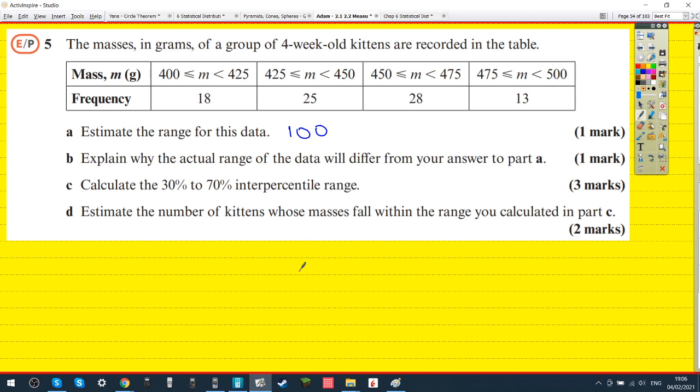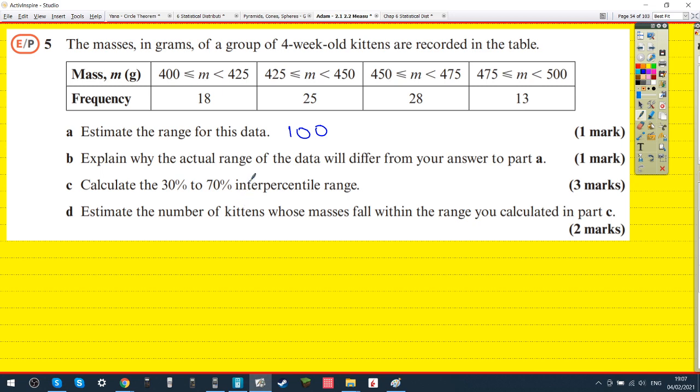Explain why the actual range will differ. Because it says there's 13 between 475 and 500, meaning that it might not always be the highest mass of the kitten might not always be 500 being the maximum. It could be like 487. That could be the highest mass of a kitten. Same goes with the minimum.